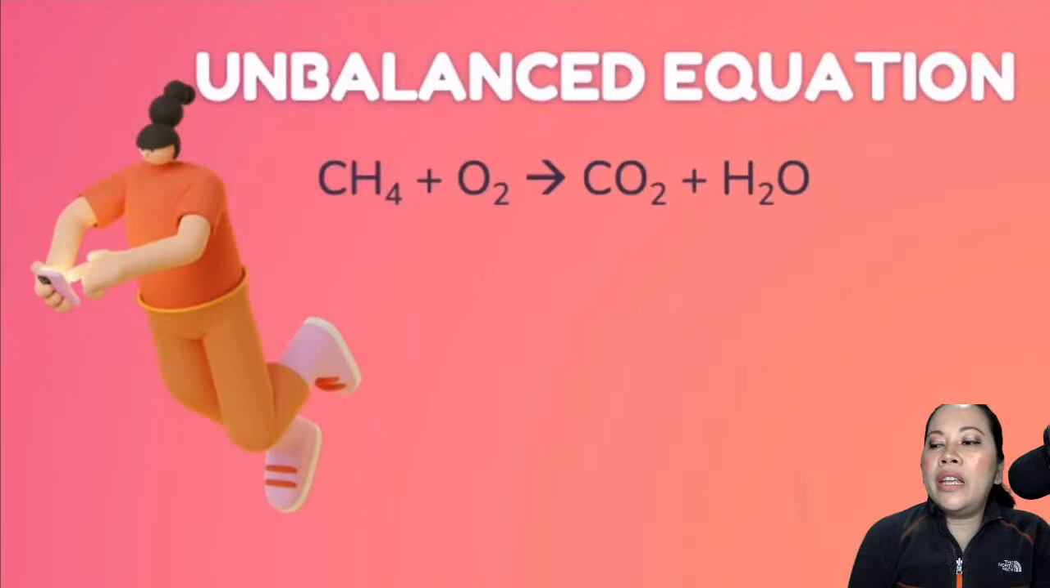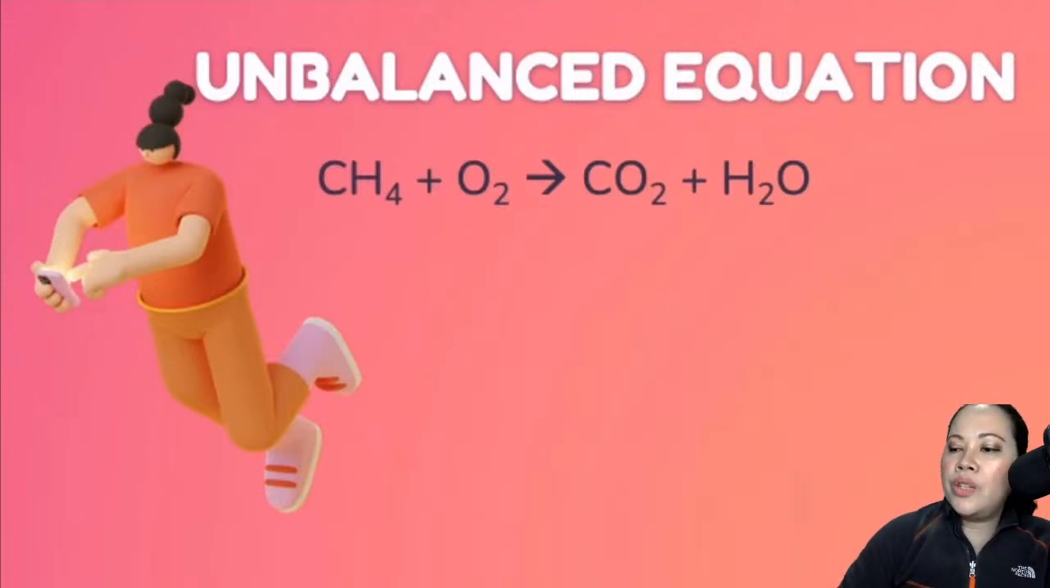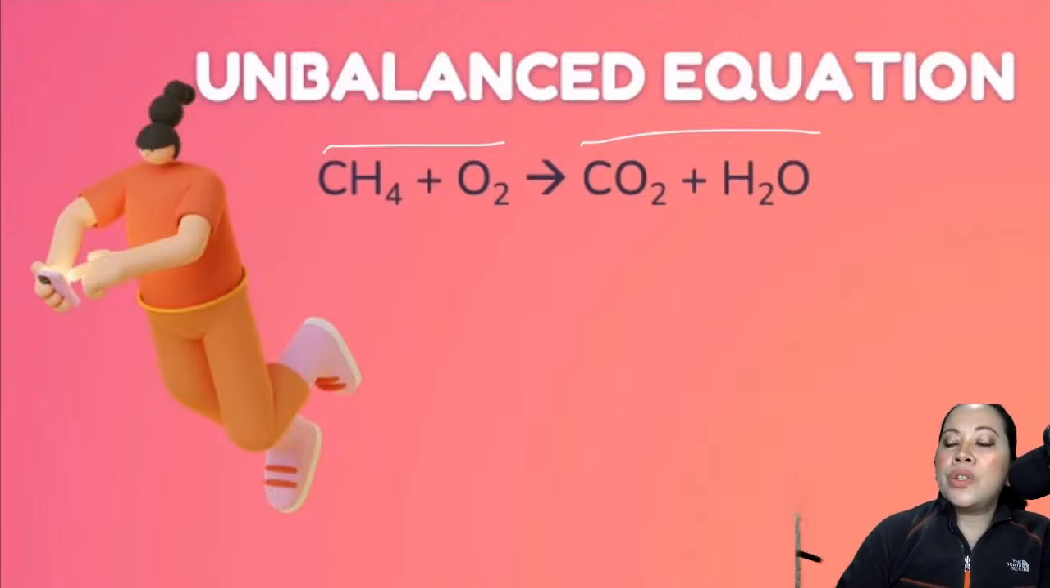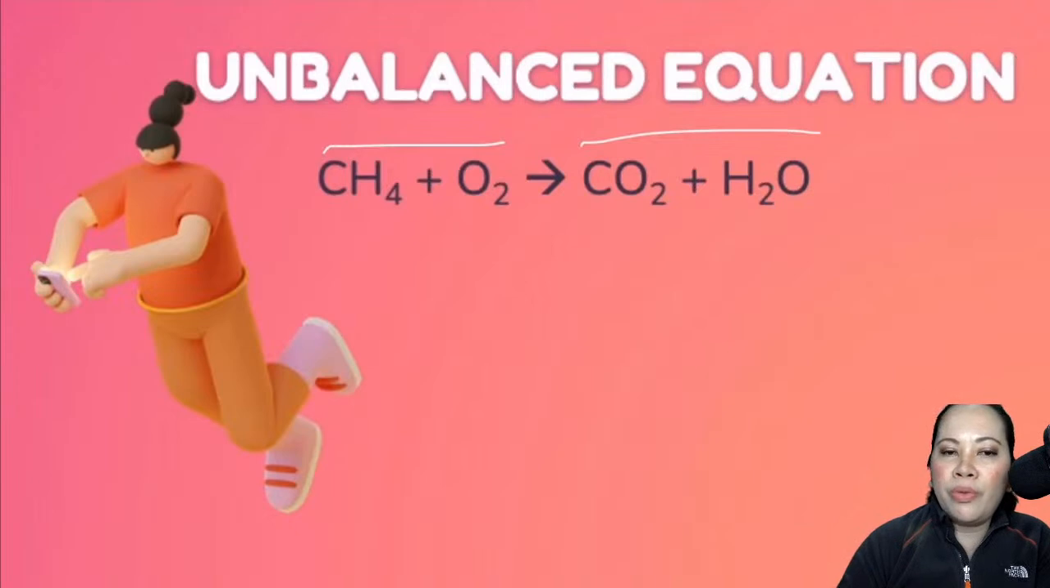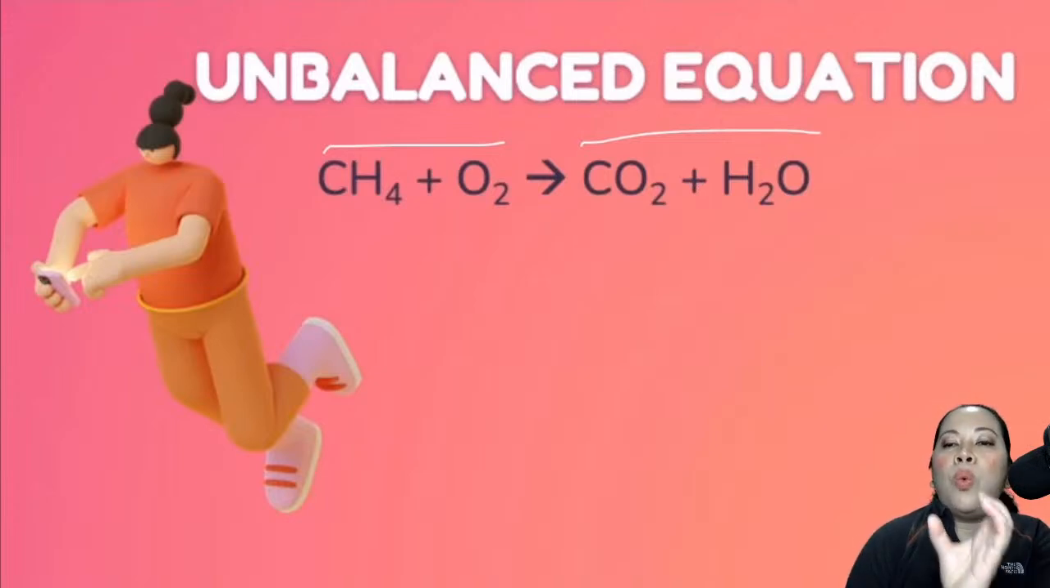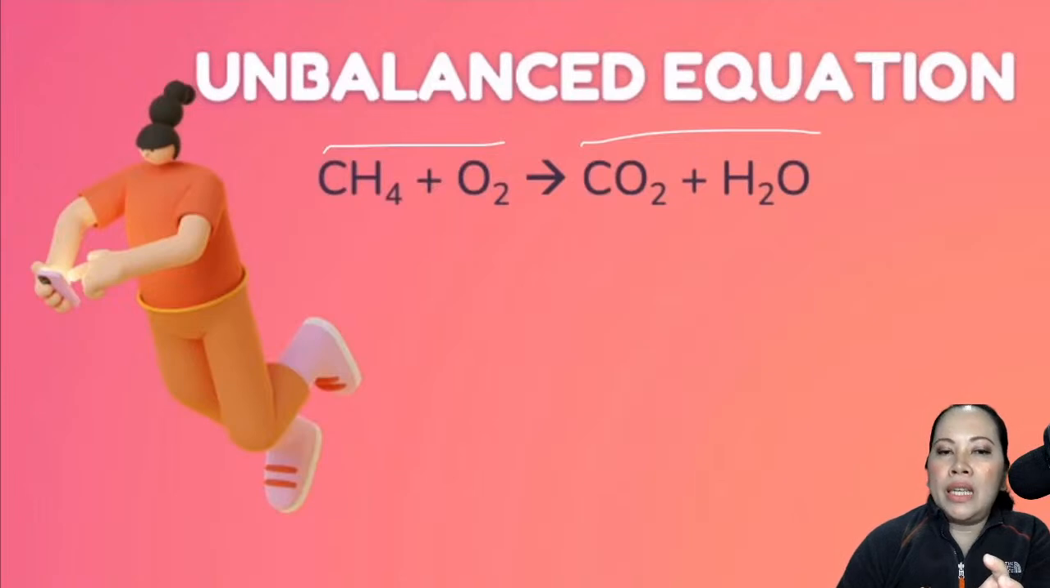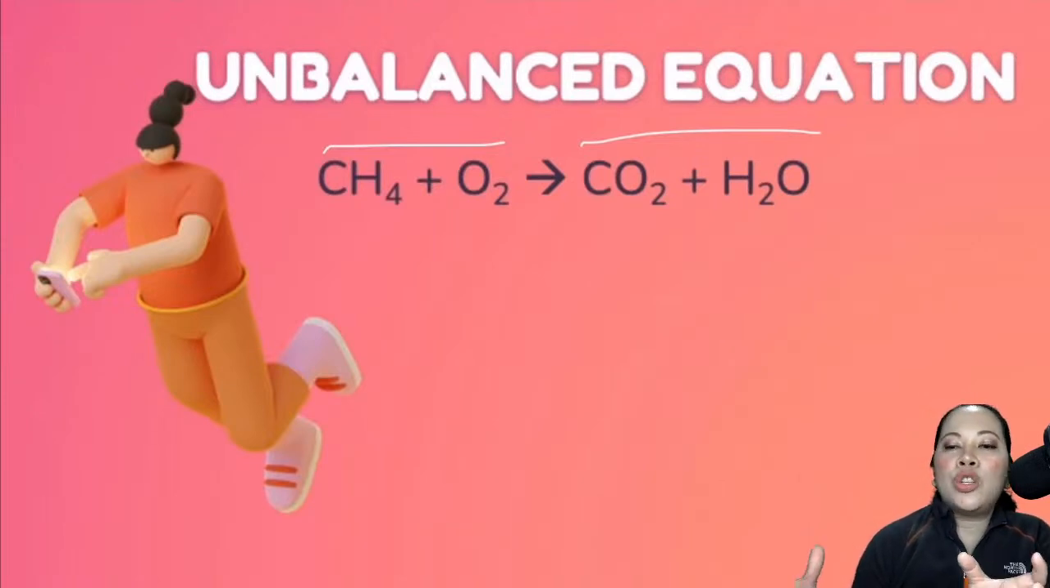So if you are given an equation, this will be our reactant side, this will be our product side. CH4 is 1 molecule because there's no number before it. That means there's 1 compound of CH4. O2, 1 of it because you don't see a number. CO2, 1 of it as well because you don't see a number. H2O, 1 of it because there's no number.